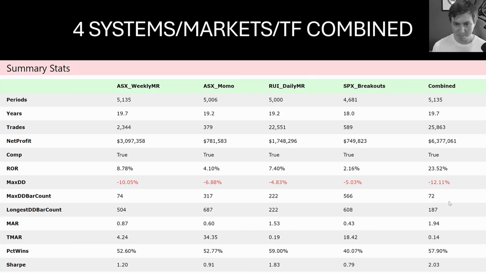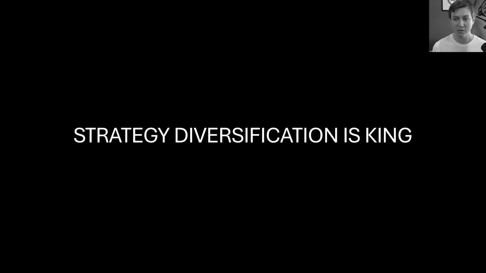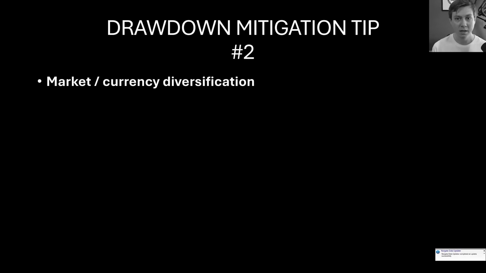So hopefully now you can see the power of combining systems, combining timeframes and markets. That is the best way to mitigate drawdowns. But there are other ways. We'll go over those for the rest of the video. But that's the best way to mitigate drawdowns: strategy diversification. If you are not trading multiple systems that are trading multiple styles, then you are missing out. As I said earlier, I consider myself a trend follower, but I trade several different strategies that are uncorrelated to each other so that I can smooth out that equity curve and manage my drawdowns better.